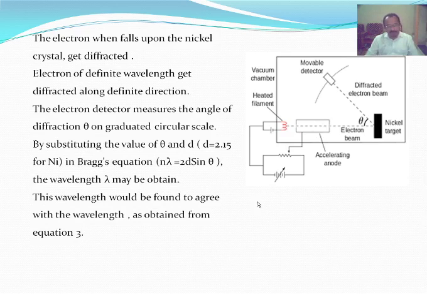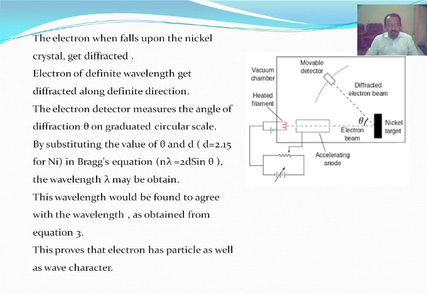Now the particle nature of the electron is already explained by means of the experiment with that of the discharge tube, in which the paddle wheel is moved by means of the electrons. Therefore, electrons are having a particle nature as well as wave nature, or particle character or the wave character. In this way, the dual nature of electron can be explained physically by means of Davisson and Germer's experiment.